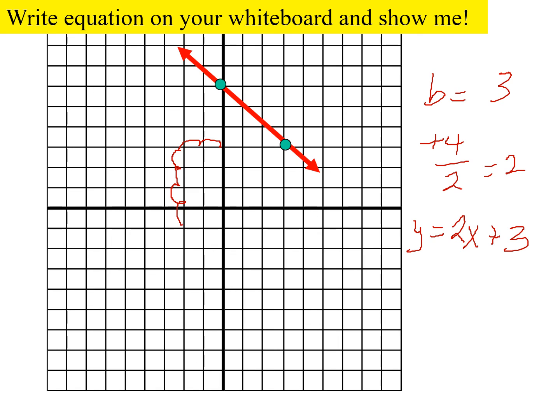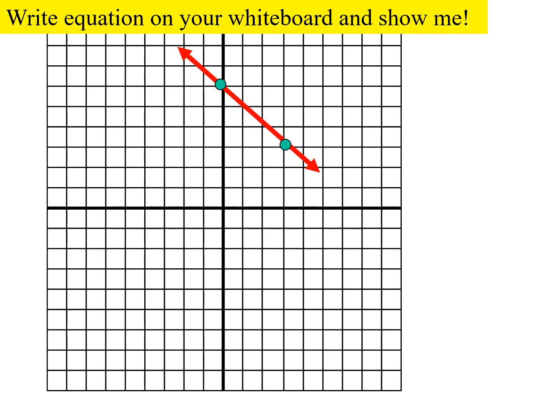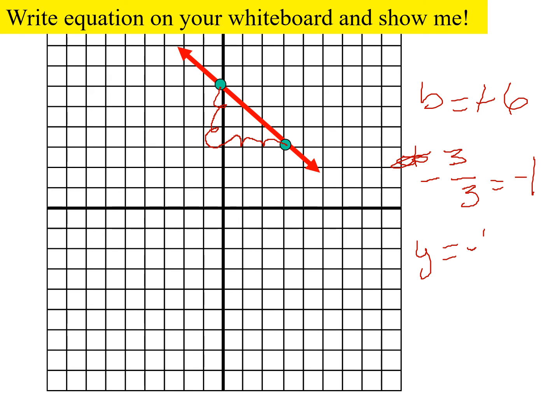All right, intercept 1, 2, 3, 4, 5, 6, +6. Slope 1, 2, 3, 1, 2, 3, +3. Oh, not positive, it's negative. Downhill, don't forget that. 3/3 or -1, that reduces. So y equals -1x, or just -x, plus 6.